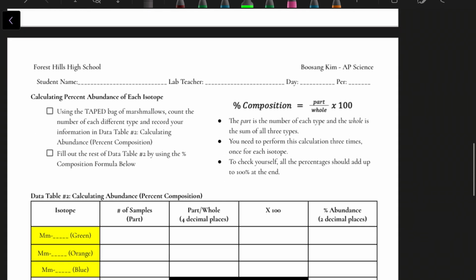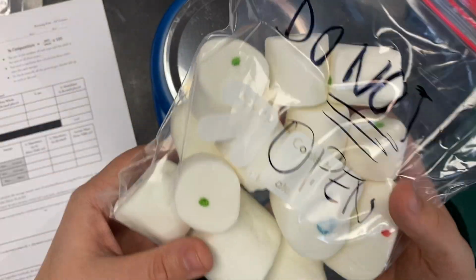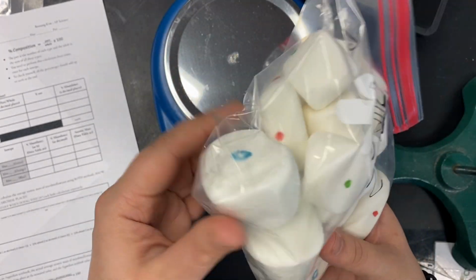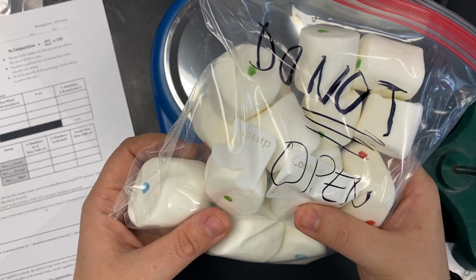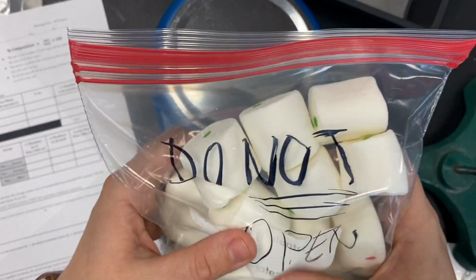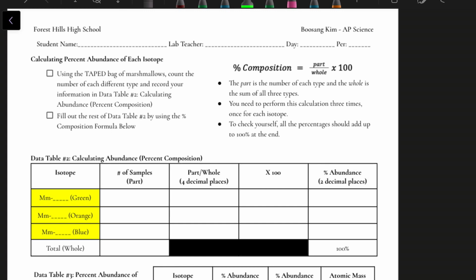Now we have to calculate the percent abundance of each thing. Using the taped bag that says do not open, that is this one, your job is to count the number of each different type of marshmallow. Here we have 1, 2, 3, 4 blue ones. We have 1, 2 orange ones, and 1, 2, 3, 4, 5, 6, 7 green ones. So as per our measurements, we had 7 green ones, 2 orange, and 4 blue. Together, if we add all of them up, we get 13.